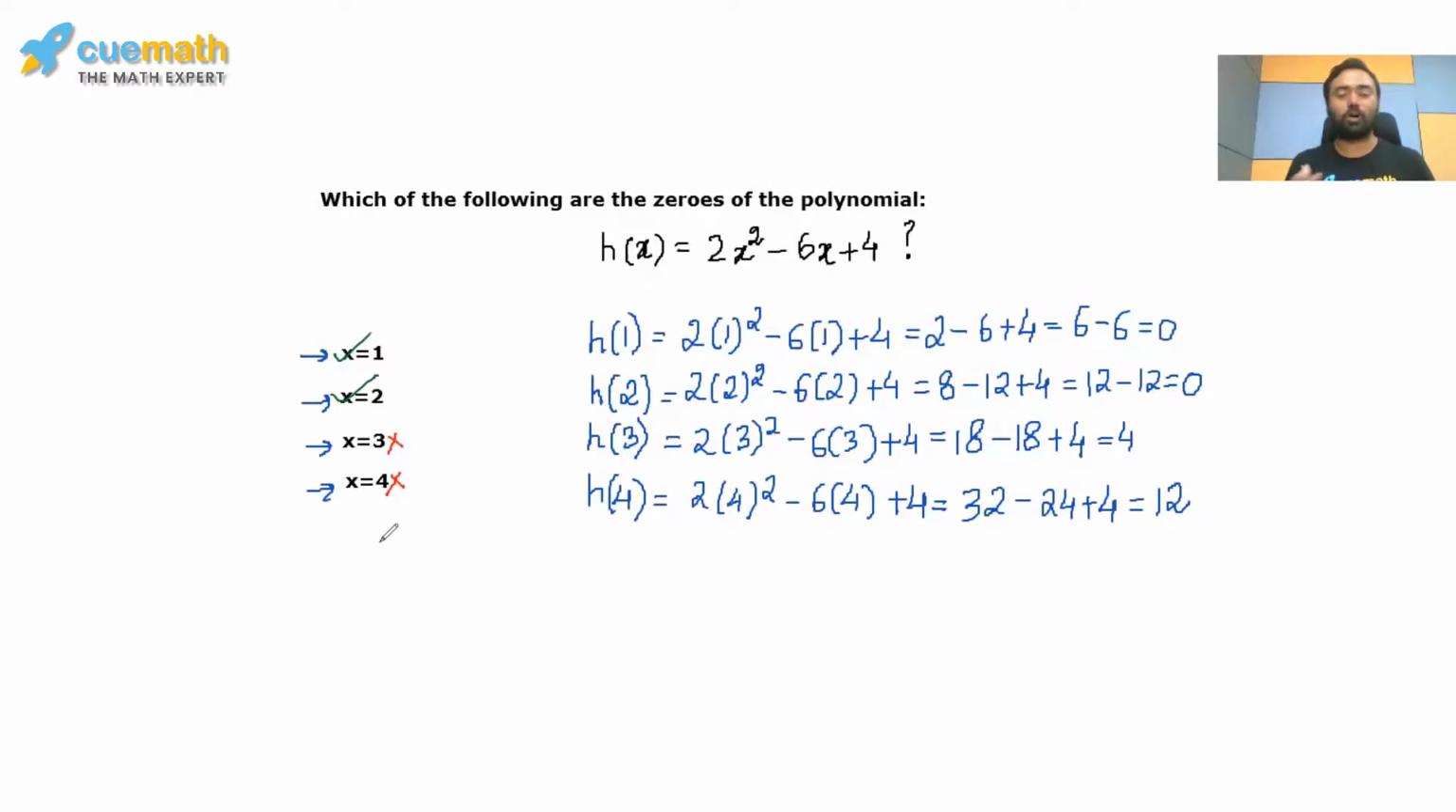So you saw how easily, by substituting the values of the variables, we can determine whether that particular value is the zero of the polynomial or not. Let's now work on the next question.